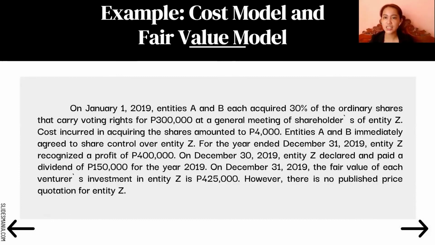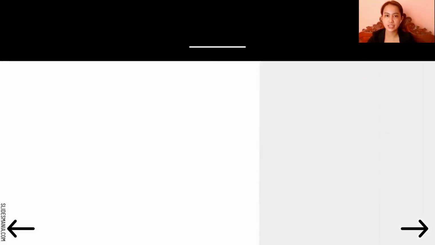For the year ended December 31, 2019, entity Z recognized a profit of 400,000. On December 30, 2019, entity Z declared and paid a dividend of 150,000 for the year 2019. On December 31, 2019, the fair value of each venturer's investment in entity Z is 425,000. However, there is no published price quotation for entity Z.